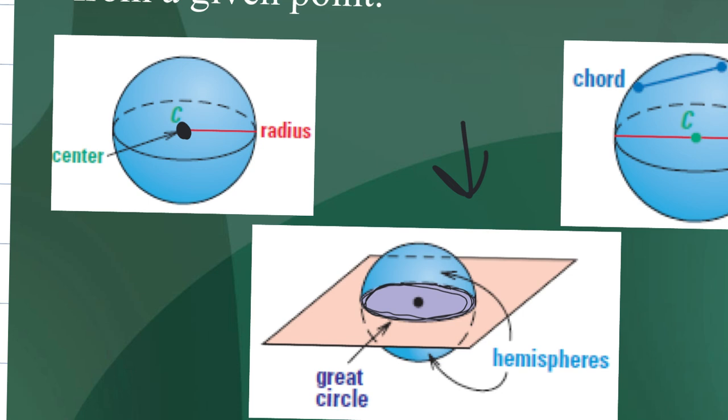That two-dimensional circle is called the great circle. And when we talk about the radius, we're talking about the radius of that great circle. If we say the diameter, I'm talking about the diameter of that great circle.